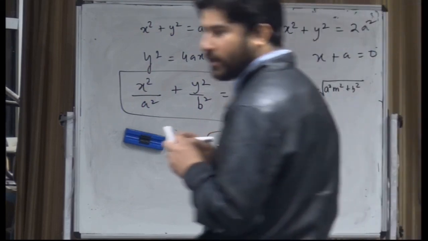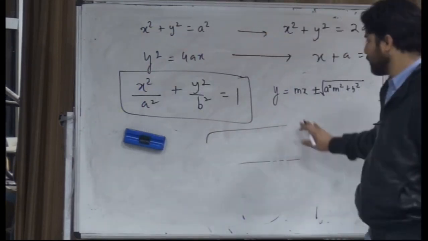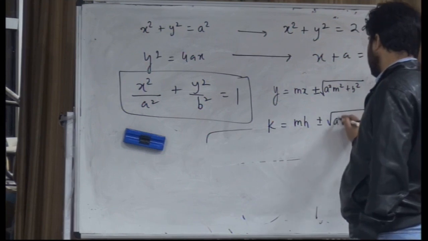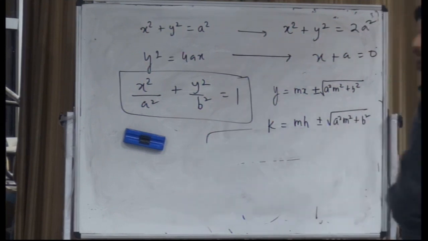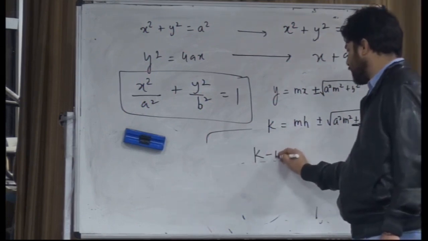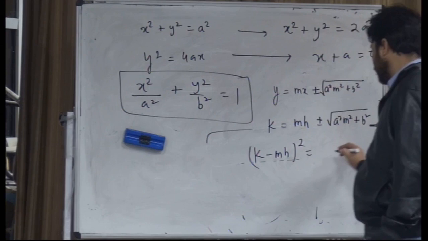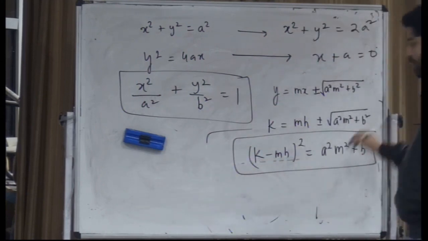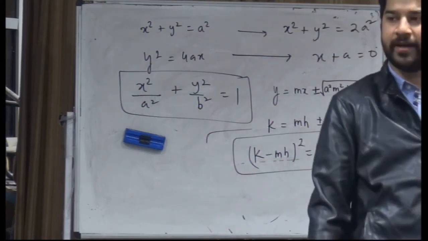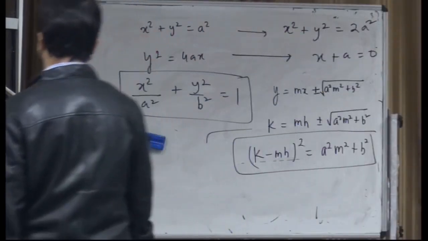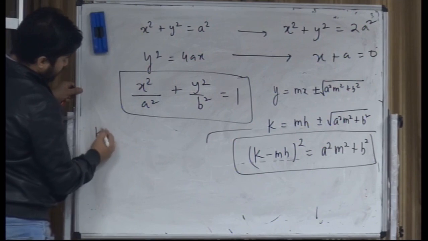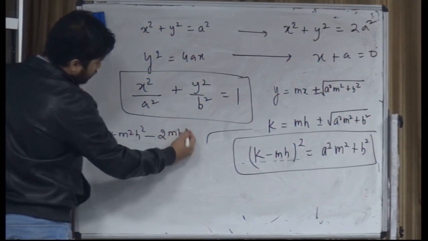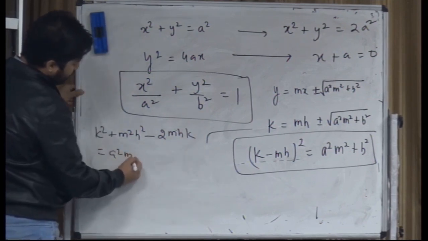What is your director circle? Let the moving point be h comma k. So it will lie on h comma k only. So I can write k is equal to m h plus minus root of a square m square plus b square. Right, so I can say k minus mh whole square is equal to a square m square plus b square. Right, this is your quadratic in m. Okay, let's open it up. K square plus m square h square minus 2mhk is equal to a square m square plus b square.